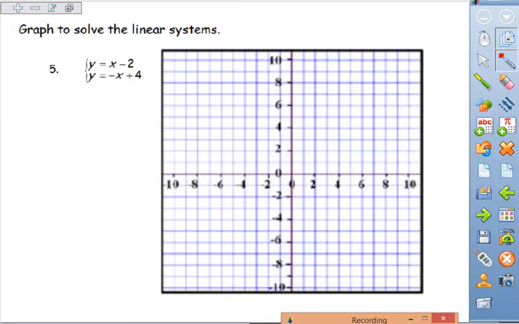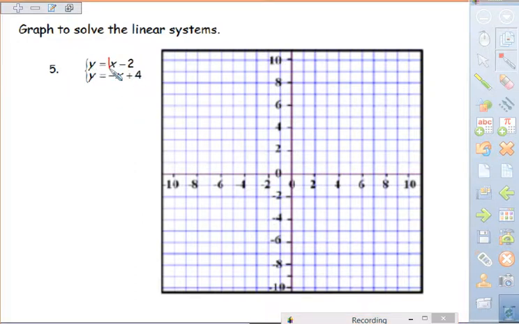So let's try a problem like you'll see in your homework today. It says, graph to solve the linear system. So we have two lines that we're going to graph, and we're looking for where they intersect. So the first line has a slope of 1 and a y-intercept of negative 2.